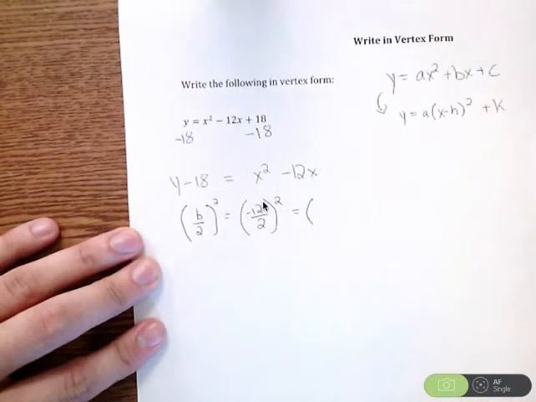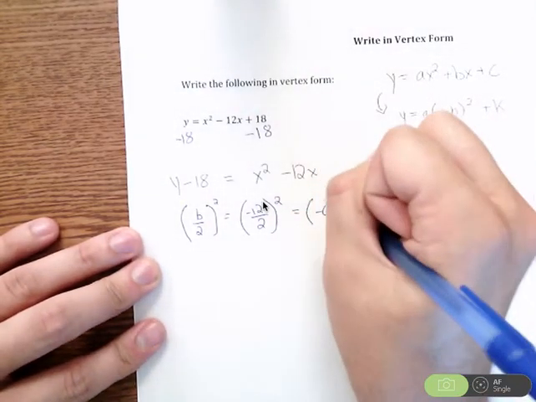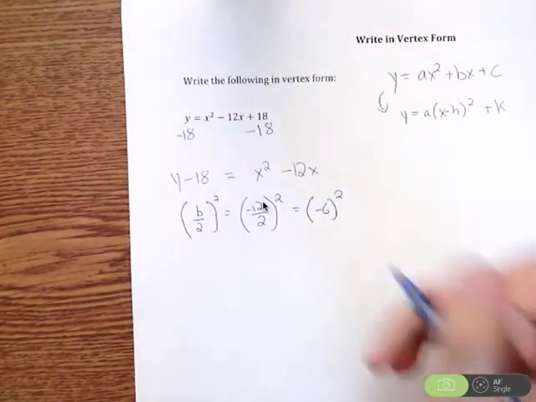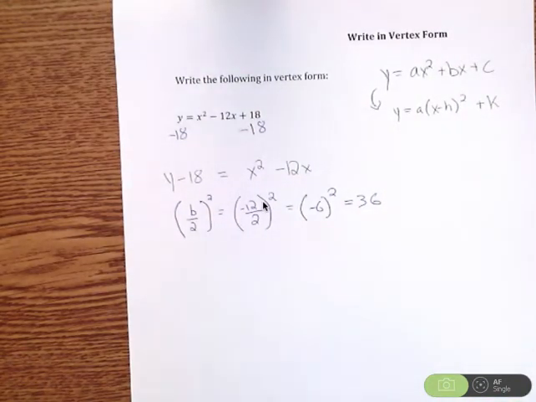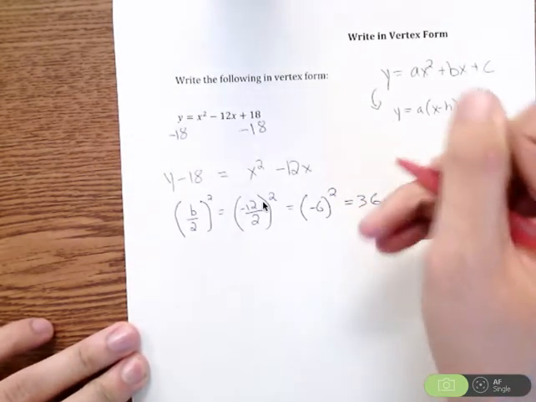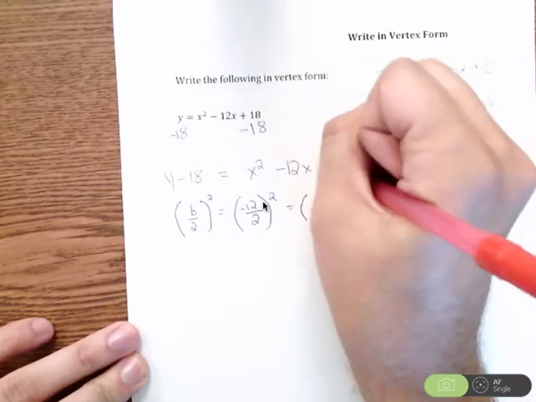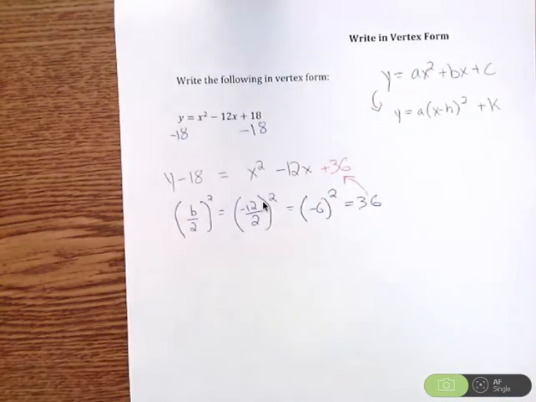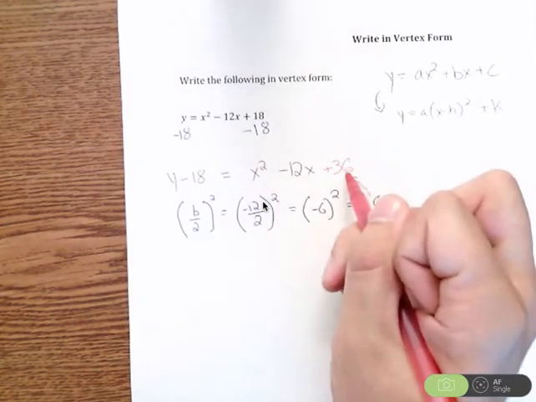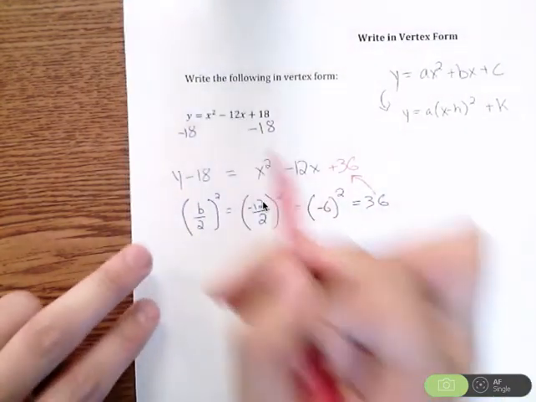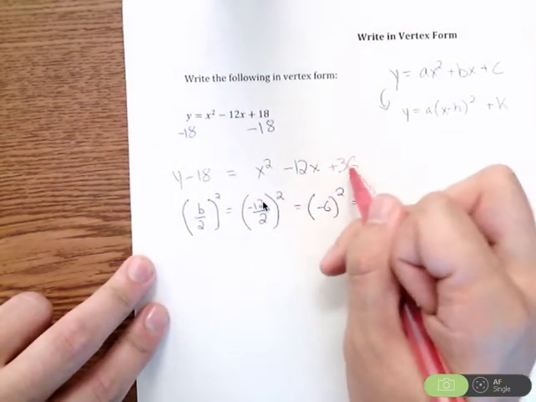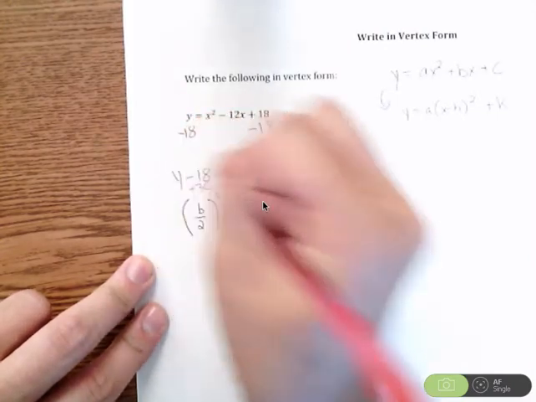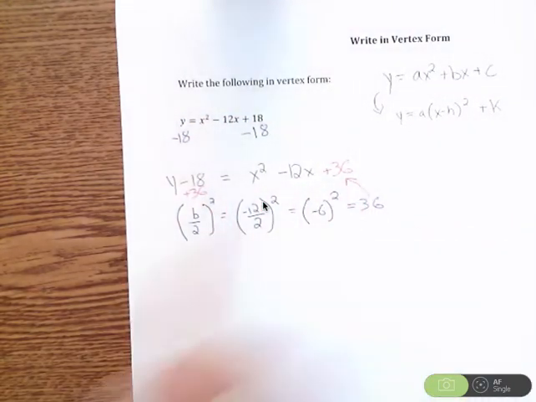Negative 12 divided by 2 is negative 6. Still need to square it. Negative 6 squared, I get 36. So we're still going through the same process of completing the square. If you recall, once we did b divided by 2 squared, we added it to the side we would like to factor. So I'm going to add 36 to the right side of the equal sign. Remember, whenever you add, subtract, multiply, or divide one side, you have to do it to the other. So since I added 36 to the right side, I'm also going to add 36 to the left side so I can stay balanced.